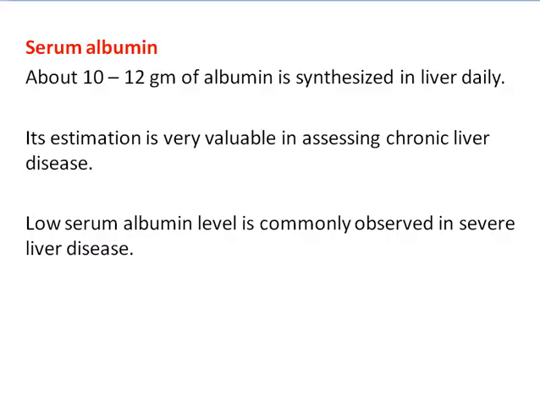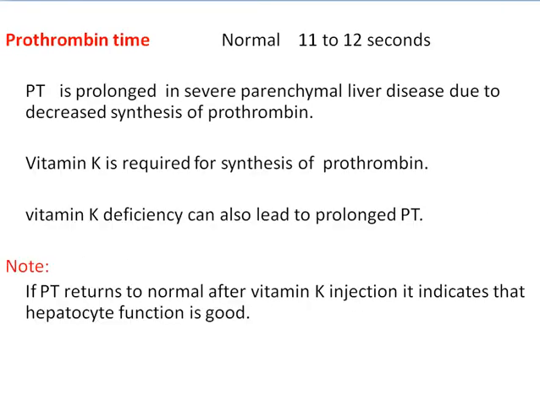Serum albumin: 10 to 12 grams of albumin are synthesized in the liver daily. It is a very valuable estimate in chronic liver disease, and low serum albumin levels are commonly observed in severe disease. Prothrombin time is 11 to 12 seconds.